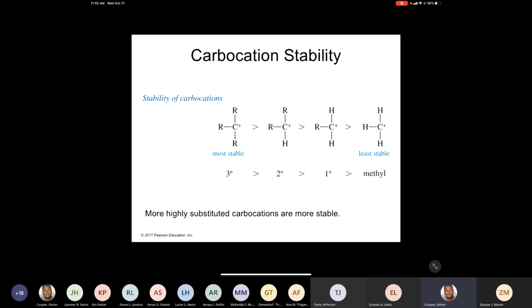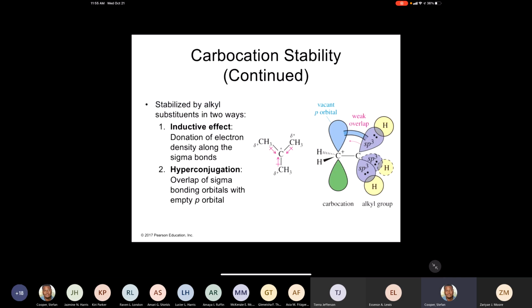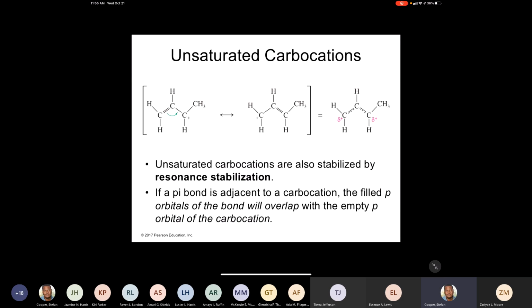Again, this stability is very similar to the radical. The more substituted you are, the more stable. So tertiary carbon cations are more stable than secondary, primary, and methyl. We talked about this ability of carbon to do hydrocarbon hyperconjugation, which helps stabilize molecules that are electron deficient. Another way to stabilize things is through resonance. If you look here, this allylic system has resonance stabilization, and this is a great way to stabilize carbon cations as well.